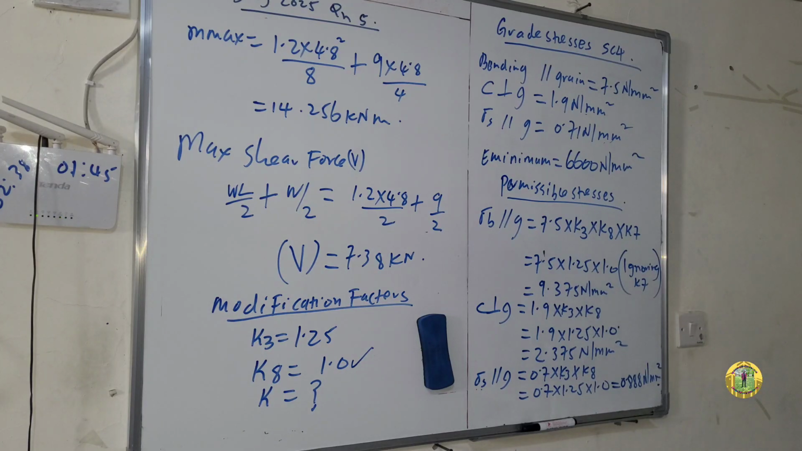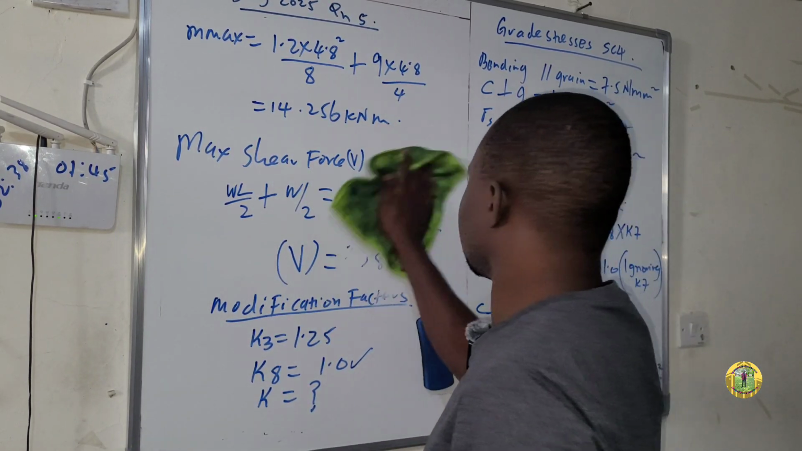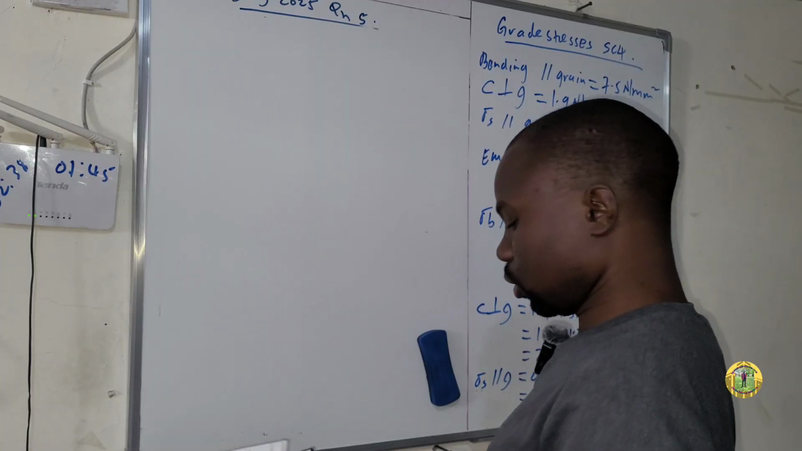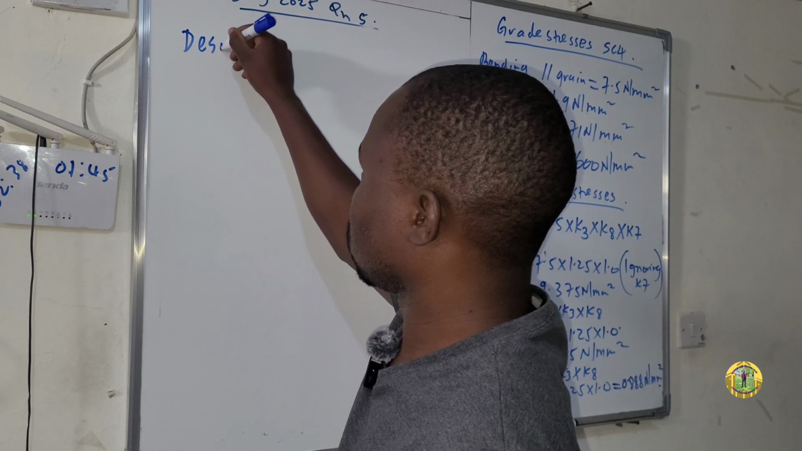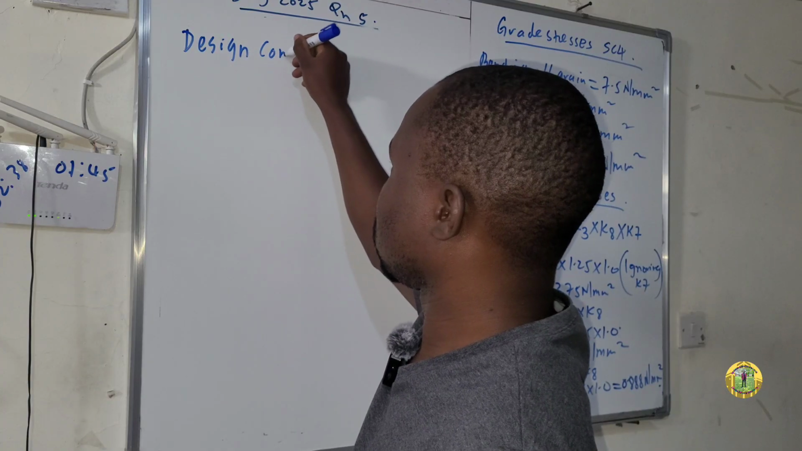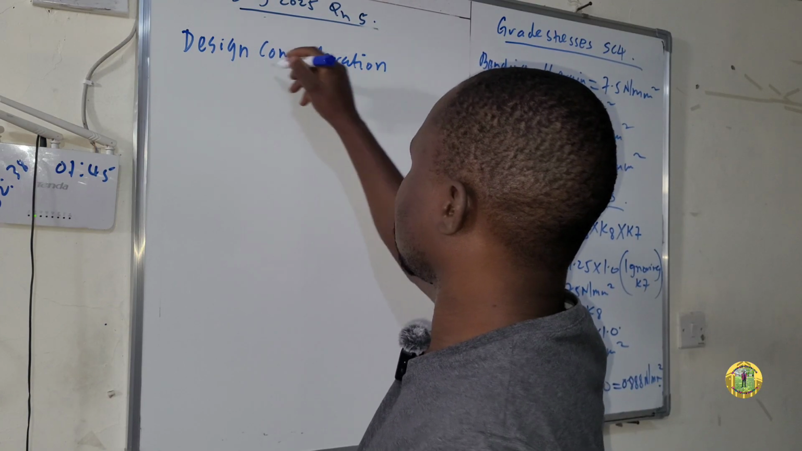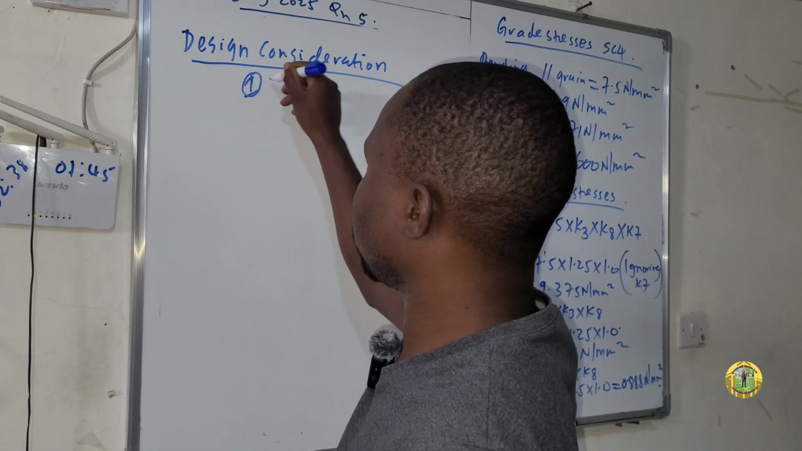We proceed to design consideration. So allow me to clean here. So design consideration. Number one is bending.